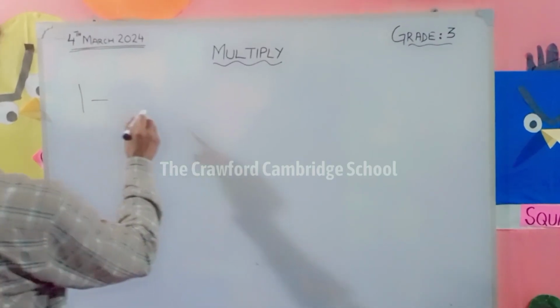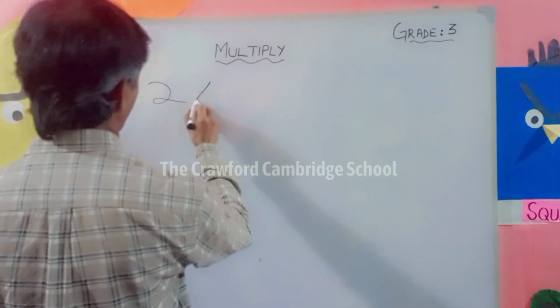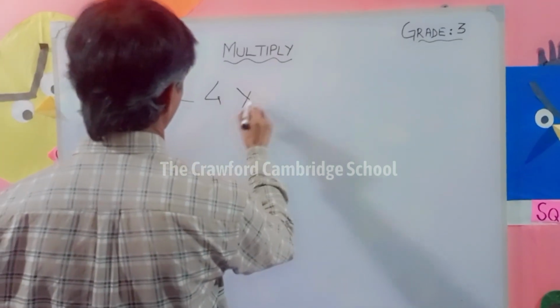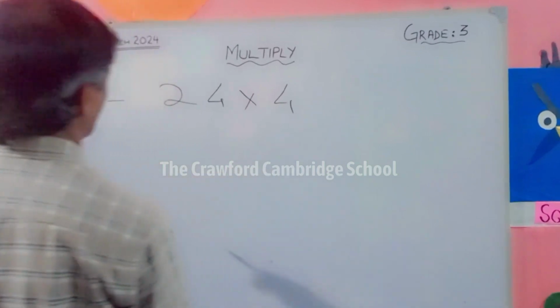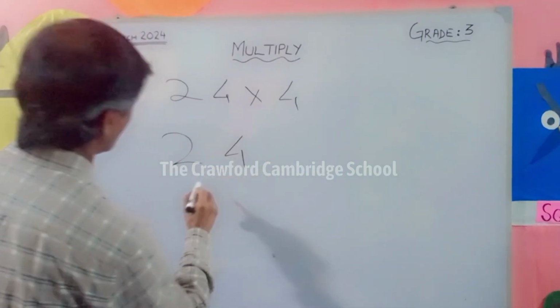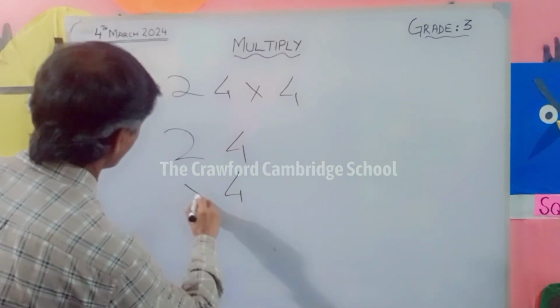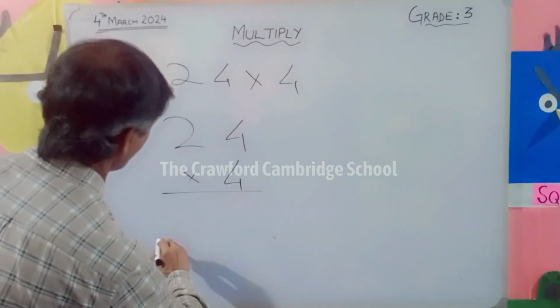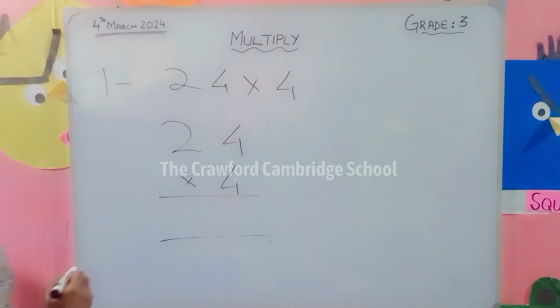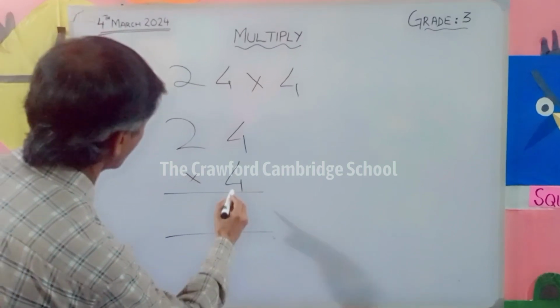Simple multiply for grade 3. We can write first 24 multiply by 4. This is a kind of vertical multiply.